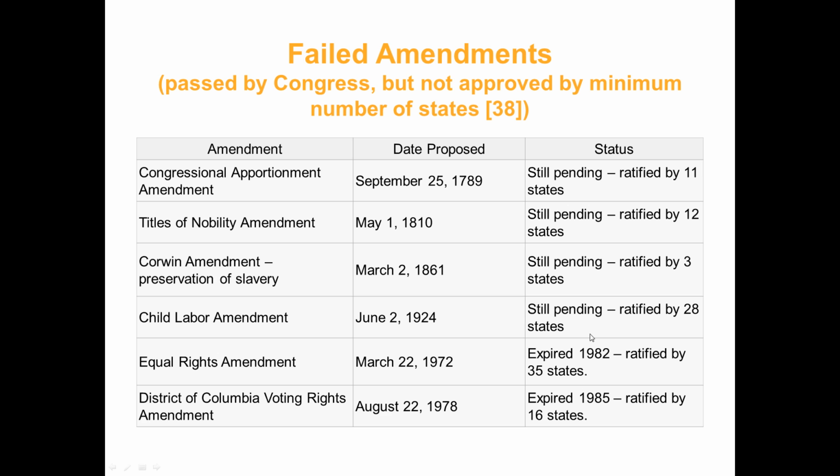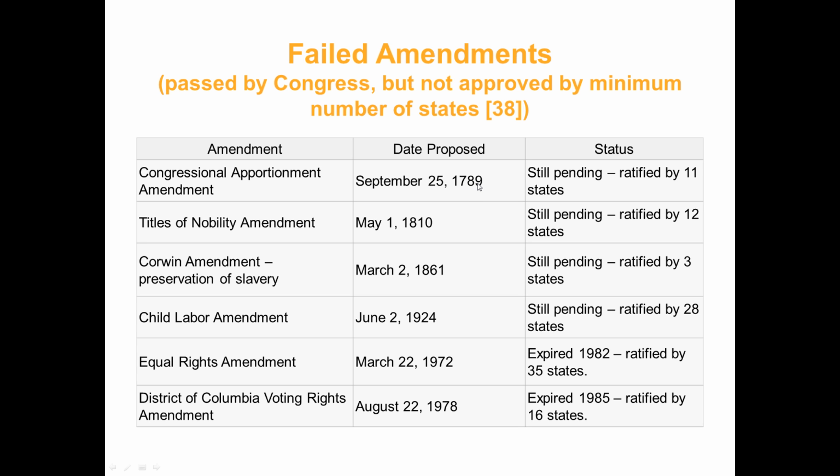So you can see here a list of these. This is the one I was talking about. That was also passed at the same time as the Bill of Rights amendments in 1789. This is one that was only ratified by 11 states, dealing with congressional apportionment. Apportionment being the assignment of representatives to states, and the number of representatives you get. But this was not passed.